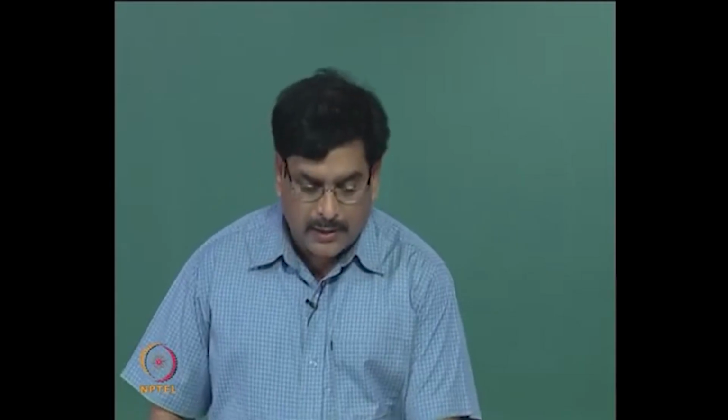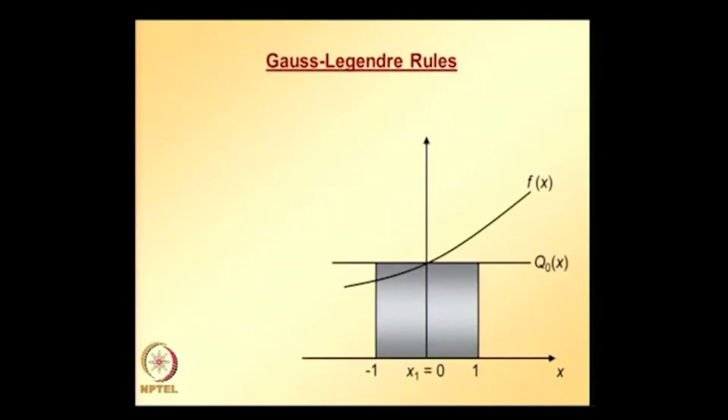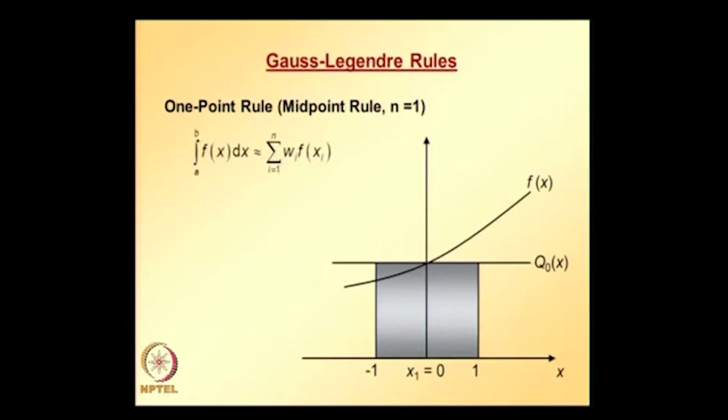So now let us look at Gaussian quadrature, also called Gauss-Legendre rules. We will understand why the word Legendre is there. Now in the Gauss-Legendre rule, for the 1 point rule, also called the midpoint rule, that is n is equal to 1, we are going to evaluate the function at a single point which is the midpoint.